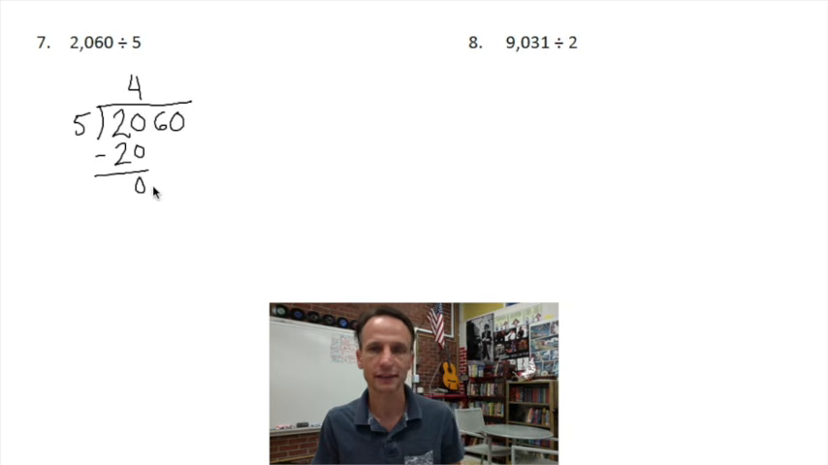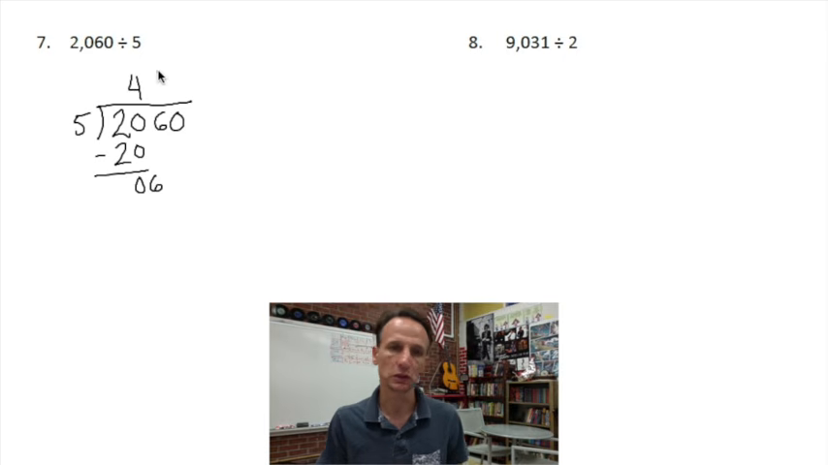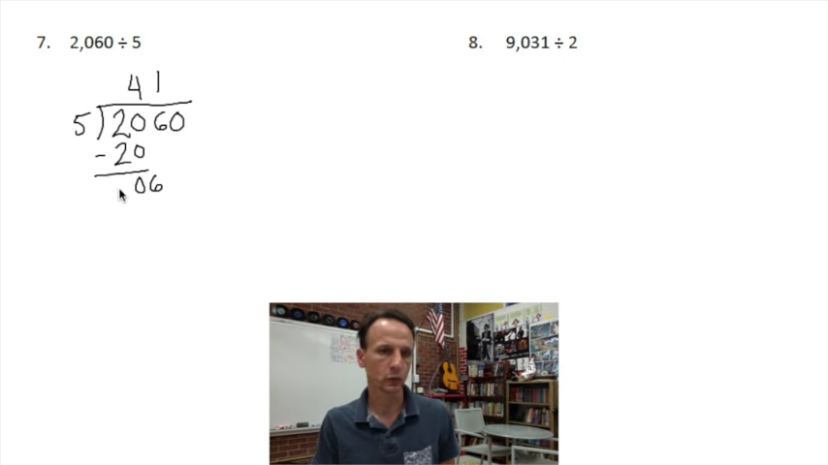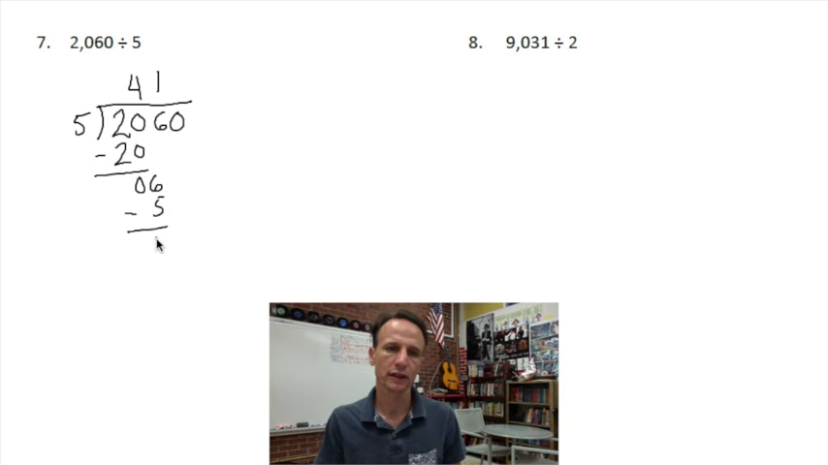Now we look at the tens. We have 6 tens to divide. So how many 5s in 6? Good. There's 1 because 1 times 5 is 5. When we subtract, we're left with 1. And we have 0 ones, which we have to divide.